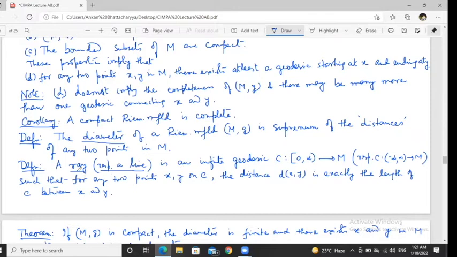Now, what is a ray? A ray, respectively a line, is any infinite geodesic c defined from 0 to infinity into M, or from minus infinity to infinity into M, such that for any two points x, y on c, the distance d(x, y) is exactly the length of c between x and y. Okay, so this is the definition of a ray.